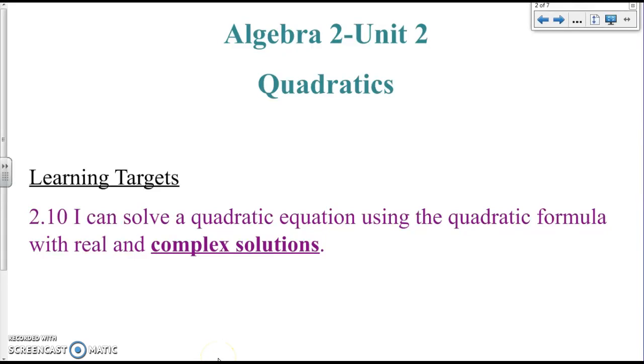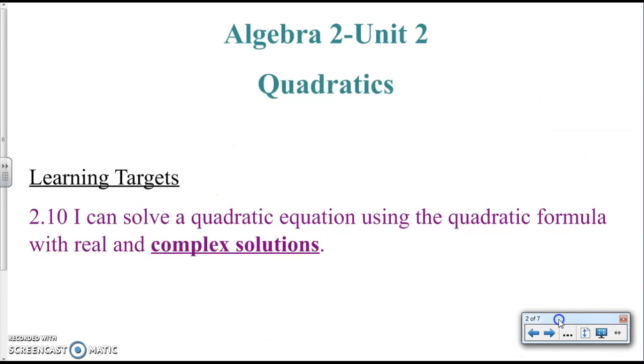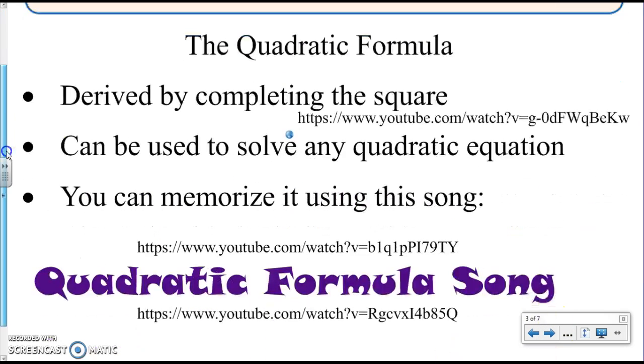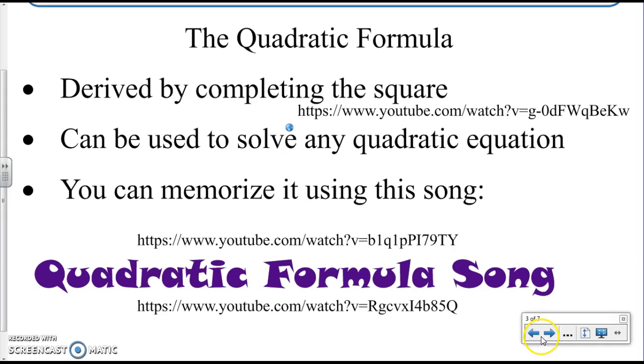Okay, yesterday we talked about the discriminant and how to use the quadratic formula to solve quadratic equations, but we focused on solutions that were real, not complex. So we're going to do a little bit more practice today, focusing on those complex solutions. So here's a refresher. There's a video to help you remember the song.